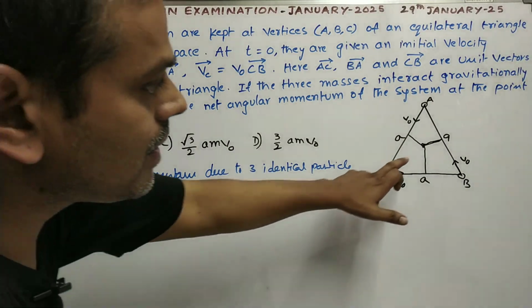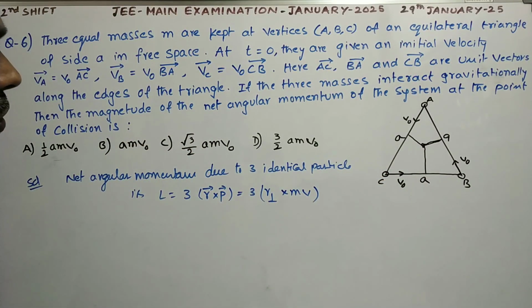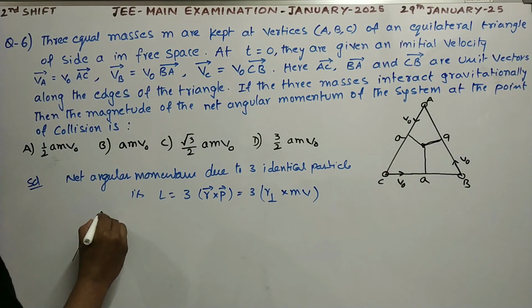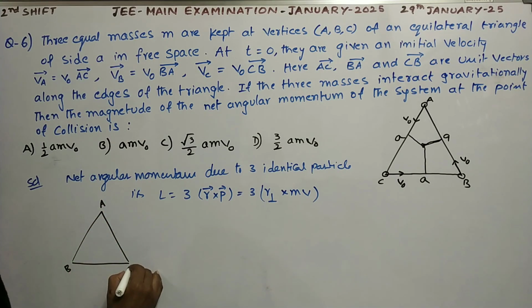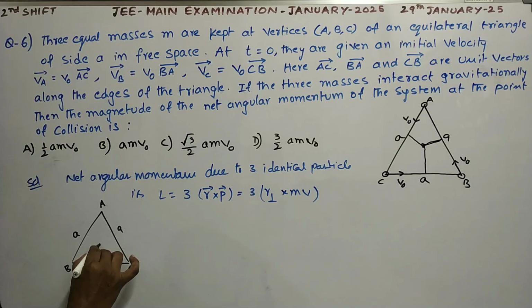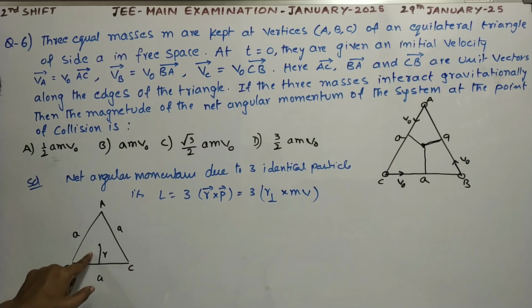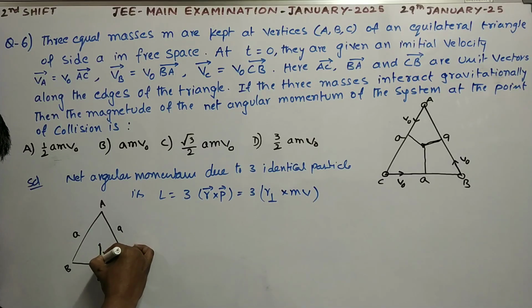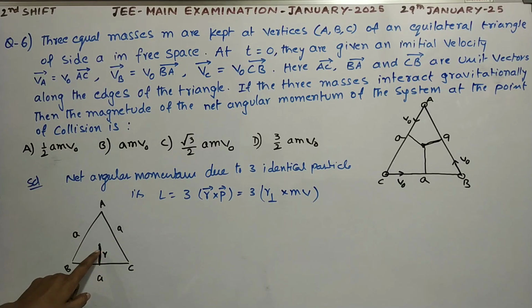Here we don't know the R perpendicular distance. To calculate that, you can redraw the diagram. This is point A, this is vertex B, this is vertex C. The side is A. The centroid is exactly the geometrical center of this equilateral triangle. This point is at a distance called R, and you should find this R value. This is the R perpendicular distance from the axis of rotation.